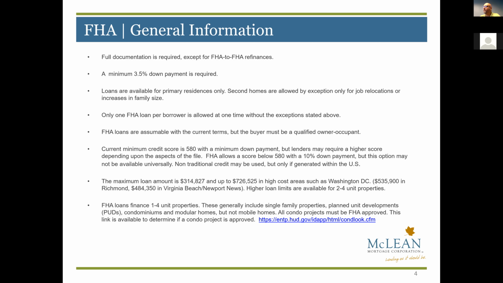Now, if you're going down to a 580 credit score, you do need to know that they are going to be requiring what are called compensating factors. So if you look at the rest of that paragraph, it says that FHA allows a score below 580, but you have to put more than 10% down at that point. And usually when you're dealing with somebody in that category, you're dealing with somebody who doesn't necessarily have the means to be able to do something like that.